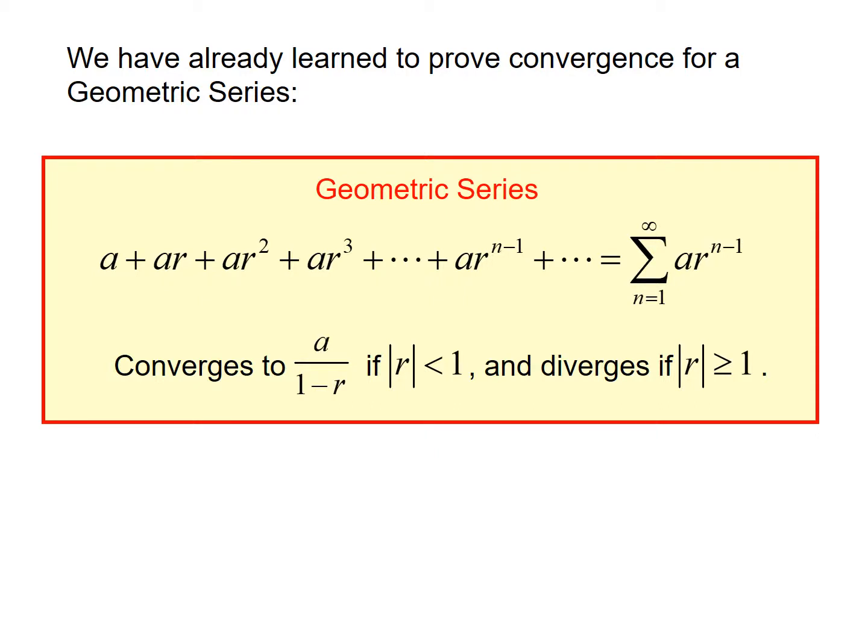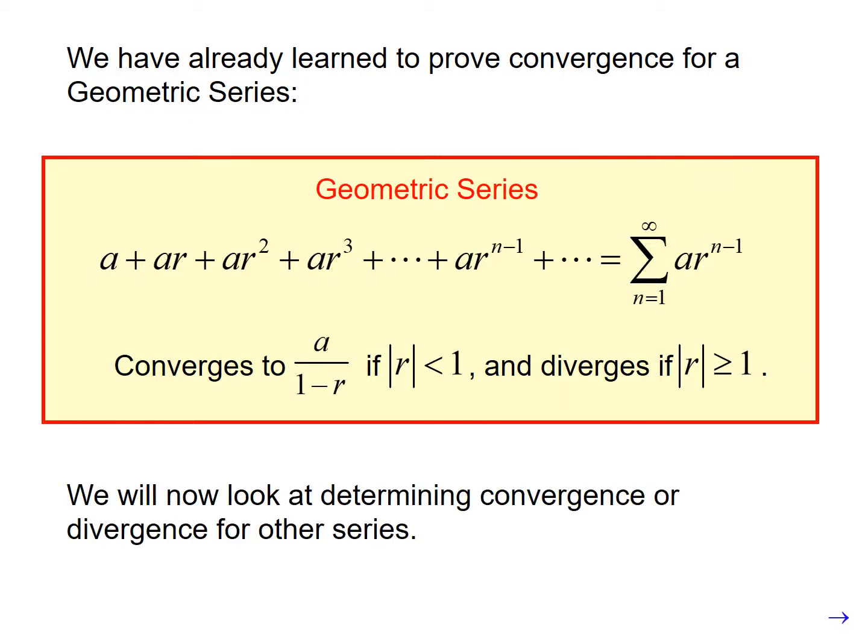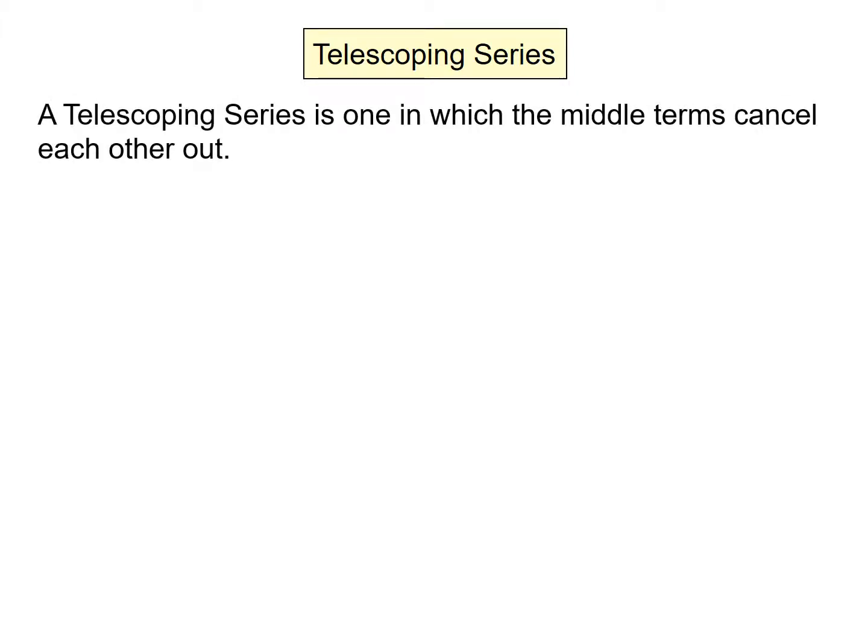Okay, just a reminder here of our geometric series. This is one of our methods for determining if a series converges or diverges, and it's all based on that common ratio r. And now we'll take a look at how we can determine if other series converge or diverge. One of the special types of series we can look at is a telescoping series, and a telescoping series is one where the middle terms all cancel out.